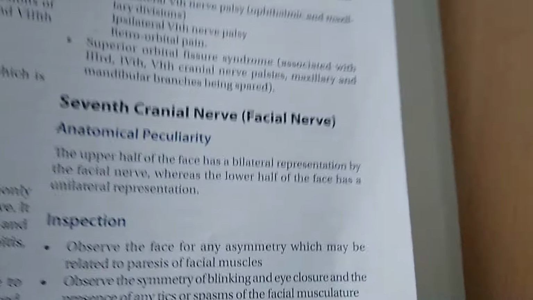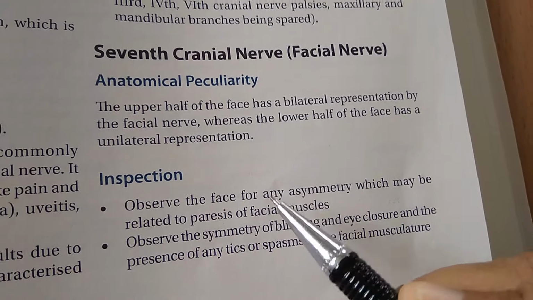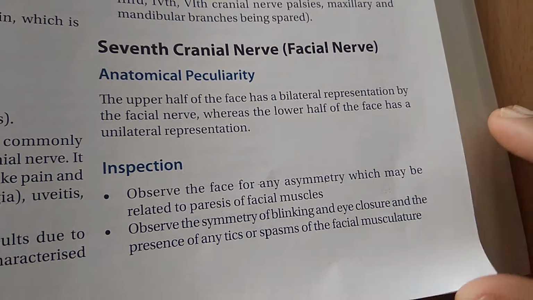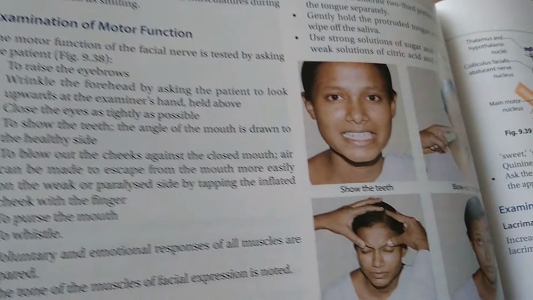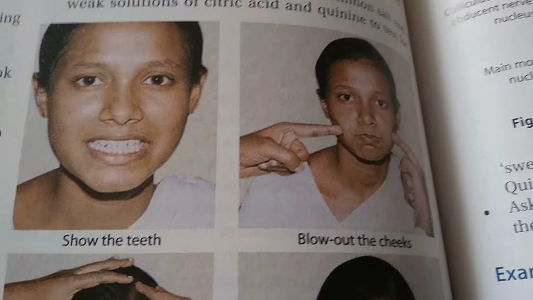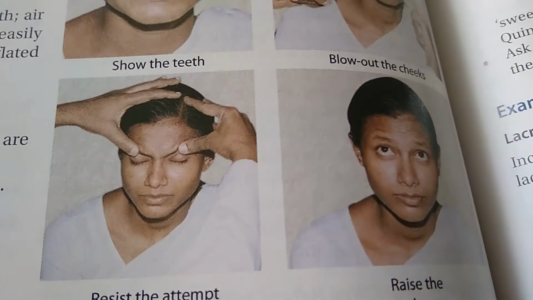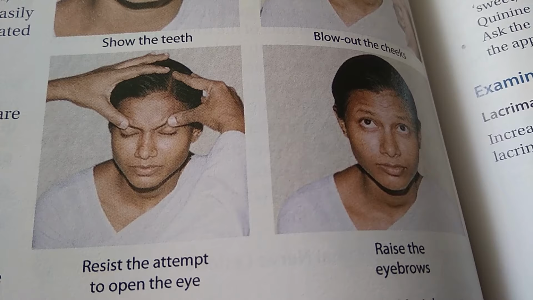We are looking now at the 7th cranial nerve. That's the facial nerve. How will you check? We'll observe the face for symmetry and blinking, eye closure, spasms of the facial musculature. Then you ask them to clench the teeth, blow out the cheeks, resist the attempt to open the eye. You try to open the eye, and they should resist it.